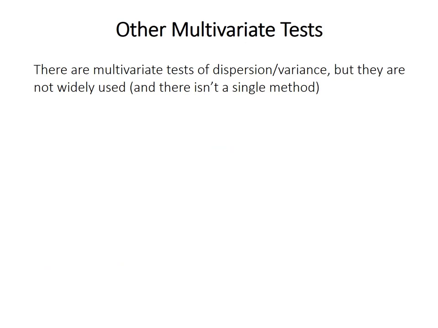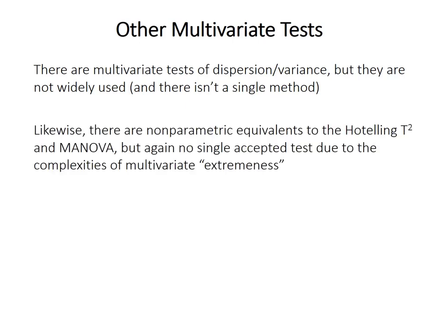So just a final word, we haven't covered tests for all the possibilities. If you look at your flowchart, there are a number of outcomes, particularly on the multivariate side, that haven't been filled out yet. This is partly because a lot of these goals are pretty esoteric and not really that widely used. I mean, there aren't very many situations where you want to test for differences in dispersion for multivariate non-normal data, for example. There are multivariate tests for dispersion, as well as non-parametric equivalents for Hotelling t-squared and MANOVA, but there's often a number of different possibilities because there's no real unique solution for multivariate extremeness.